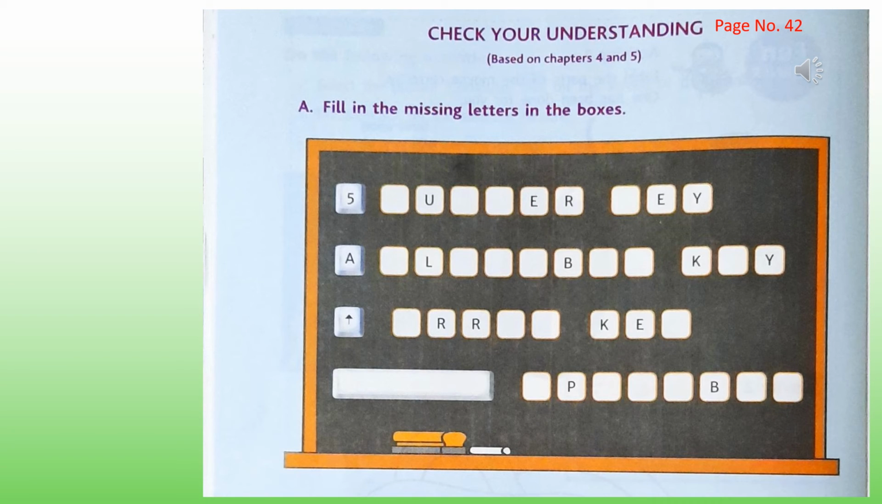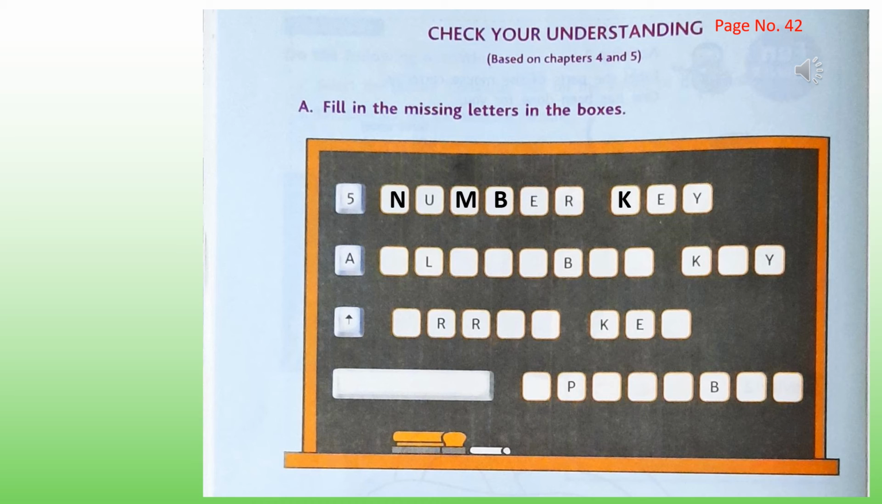On page number 42, you have two exercises which have been given based on chapters 4 and 5, that is the keyboard and the mouse. Let us try out those questions. The first one is fill in the missing letters in the boxes. The first key that has been given is number 5. So the answer is number key.